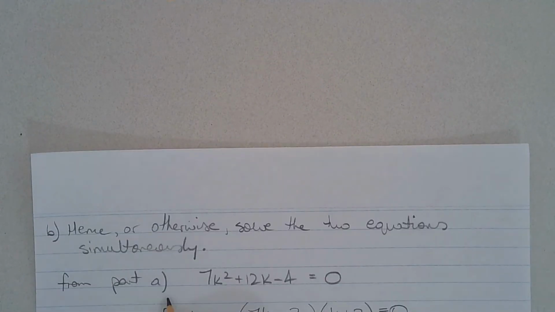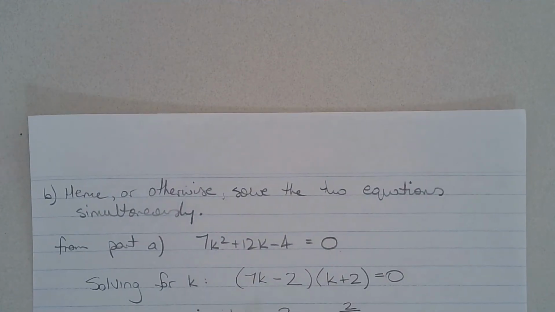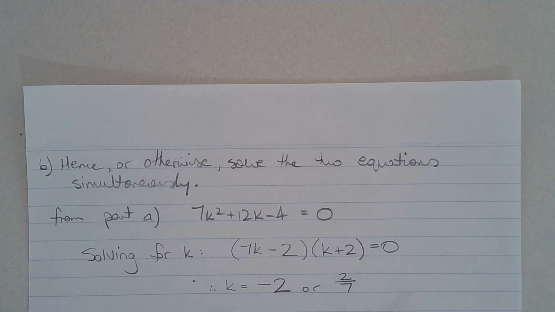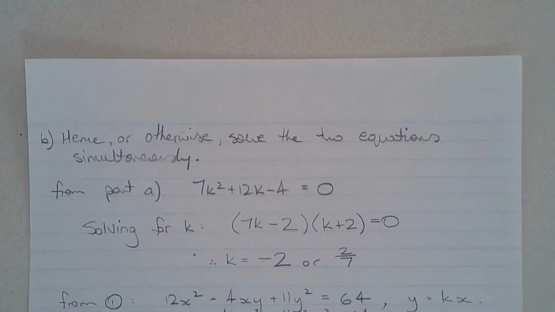Now, from part A, we proved that 7k squared plus 12k minus 4 equals 0. If we factorize it, that's easy enough to factorize. So solving for k, we have in brackets 7k minus 2 multiplied by k plus 2 in brackets equals 0. That's the factorizing method. Therefore, k equals negative 2 or 2/7. So there are two valid values for k for this equation.